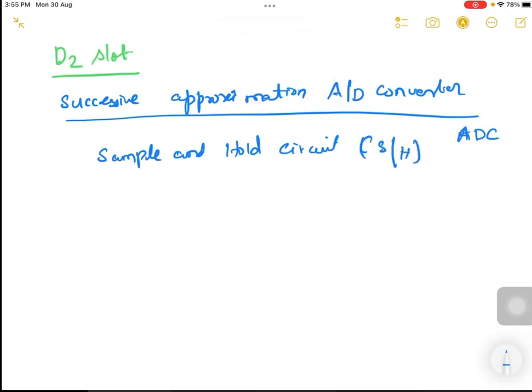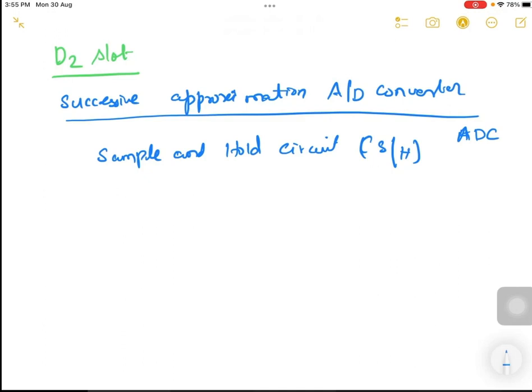Why do we use that circuitry? We cannot send the analog signal directly to the A to D converter. So before we send it to the A to D converter, we do the sampling and then we send it. That is why we use the sample and hold circuit.